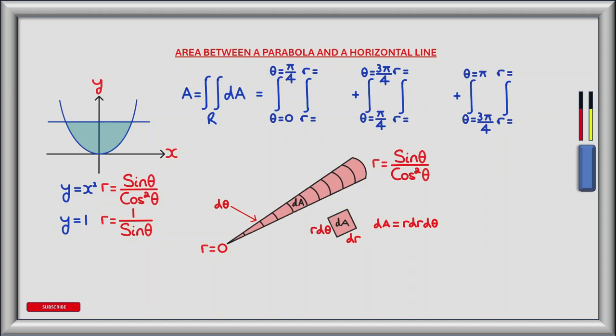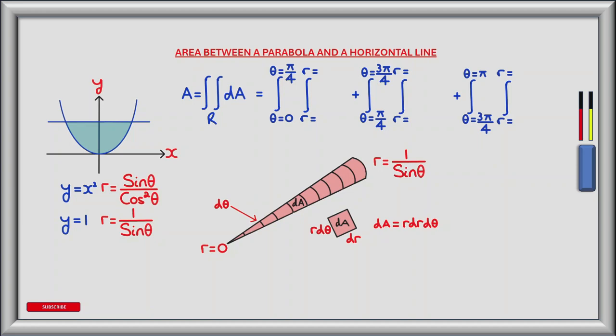We then sum along the radial distance beginning at the origin and travel along the horizontal line until it intersects with the parabola for the second time. So we begin again at r equals 0 and end at r equals 1 divided by sine theta.